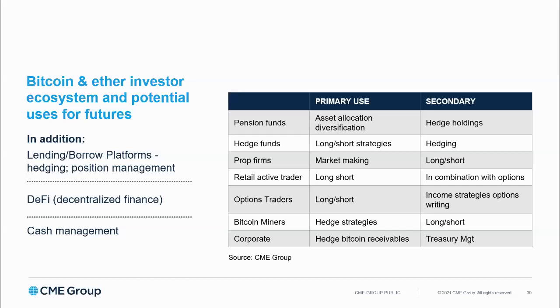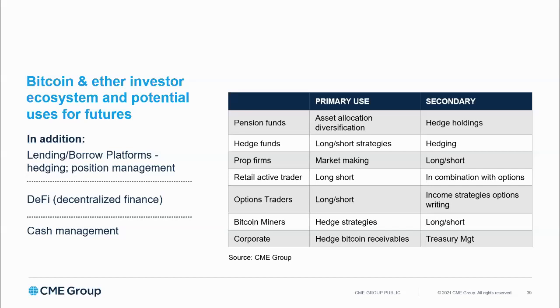So these pension funds might be exposed in Bitcoin or Ethereum and coming to our markets to use our futures or our options on futures to hedge some of that exposure on the cash side. Hedge funds come to us to trade crypto for long short strategies, but also hedging as well if they're long the cash. Prop firms trade our crypto to market make and go long short.